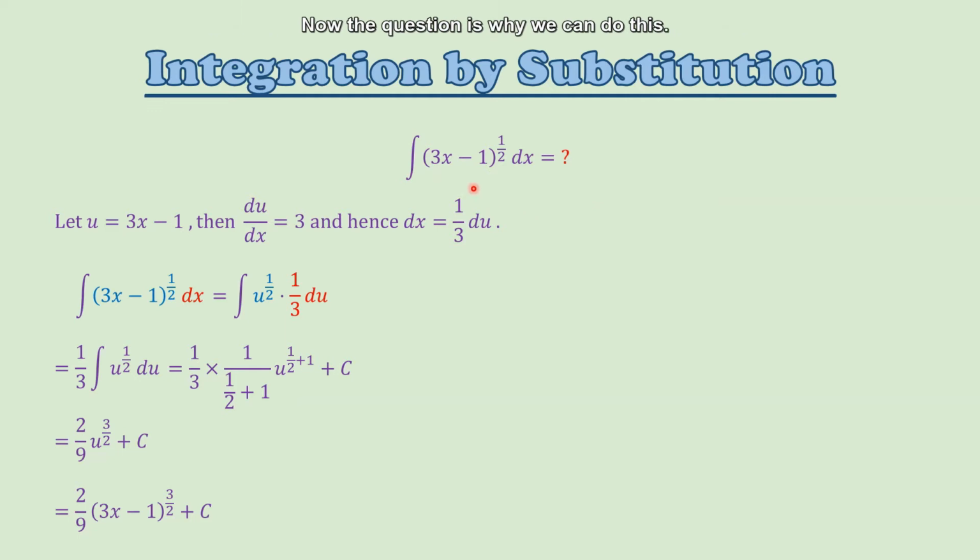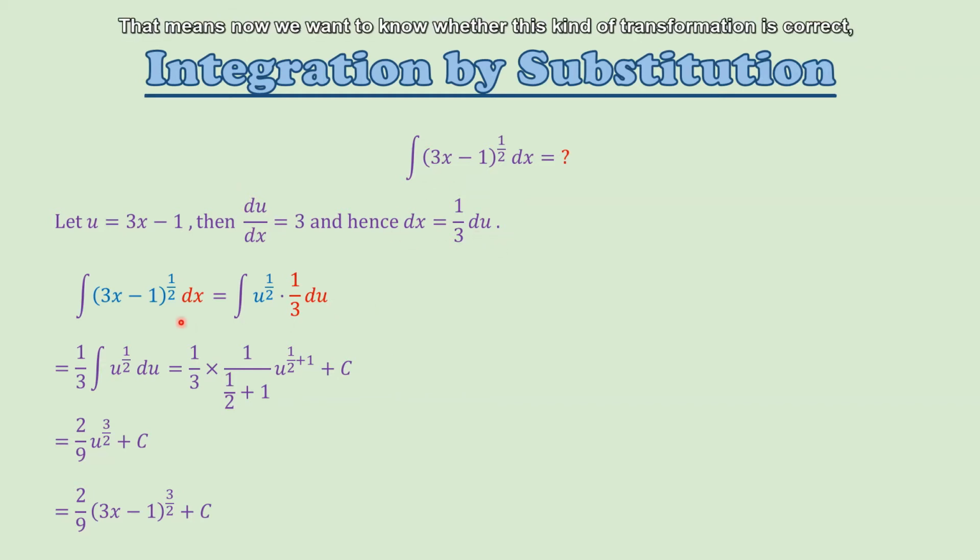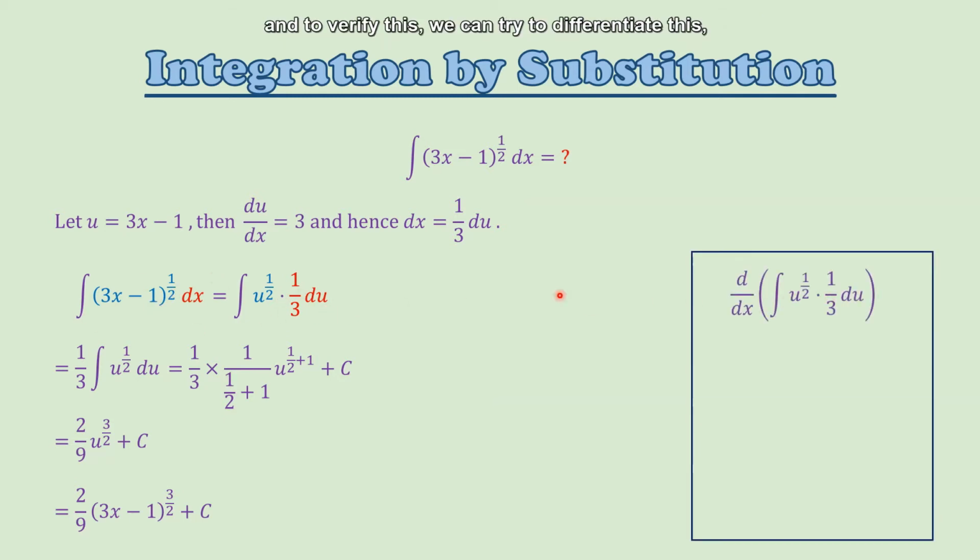This is the standard procedure of doing this kind of integration. Now the question is why we can do this. We have learned that a derivative is just a limit, but not really a fraction. If that's not a fraction, then doing this will be meaningless. That means now we want to know whether this kind of transformation is correct. And to verify this, we can try to differentiate this and see whether the result is this integrand. If the result is this integrand, that means this kind of transformation is correct.